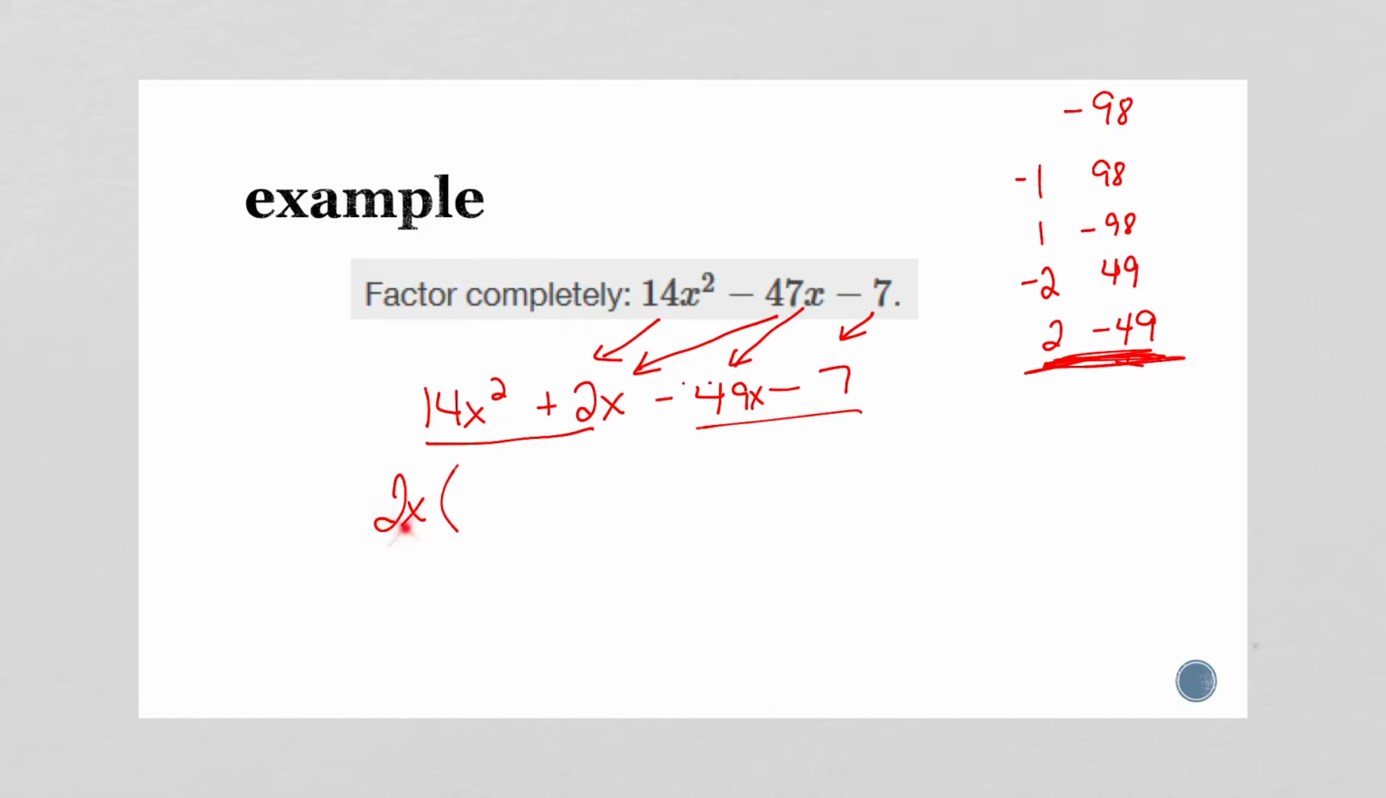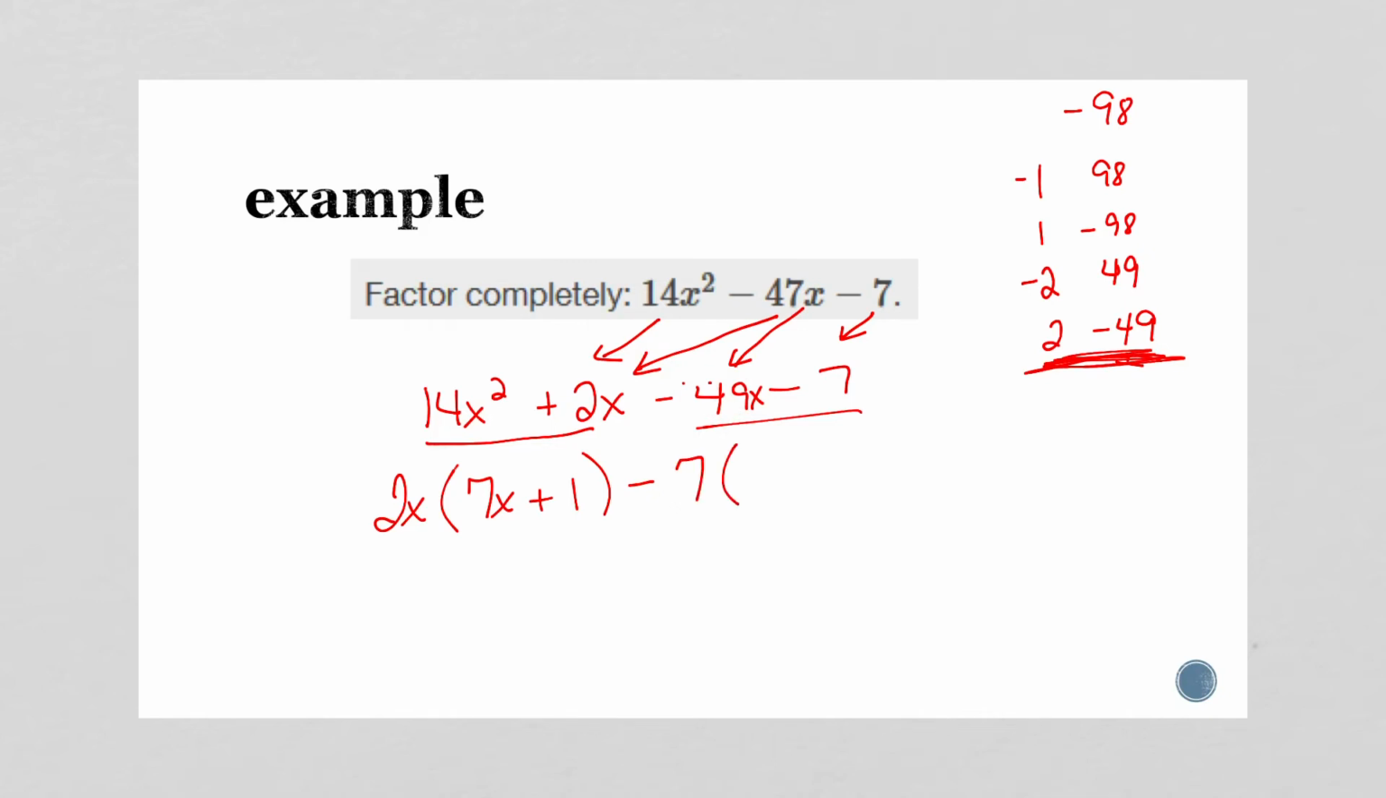What times 2x would give you 14x squared? 7 and x, okay? And what times 2x would give you a positive 2x? Plus 1, all right? Now, I told you this the other day in the last video or video before that, if this is a minus, you write down a minus. If it's a plus, you write down a plus. It's a minus. So what do these 2 things have in common? They have a 7 in common.